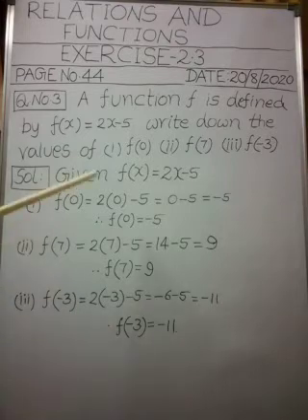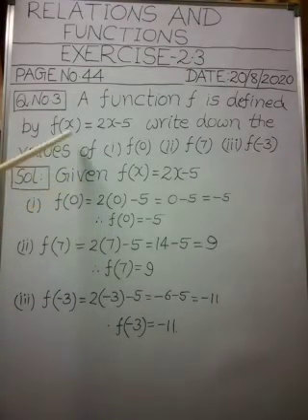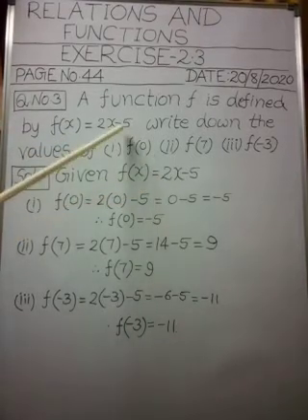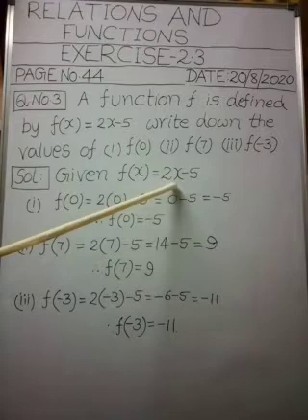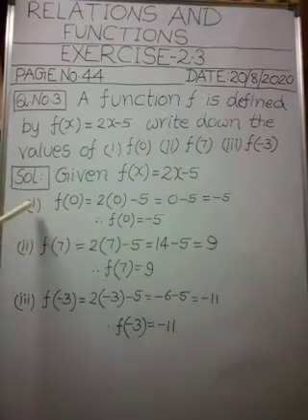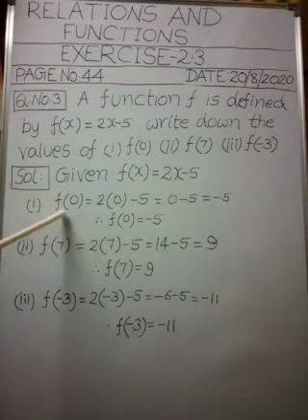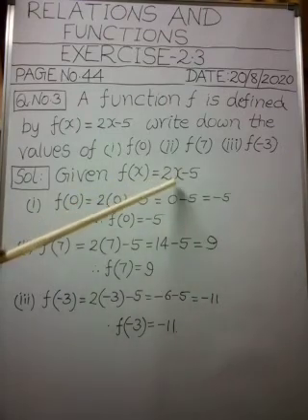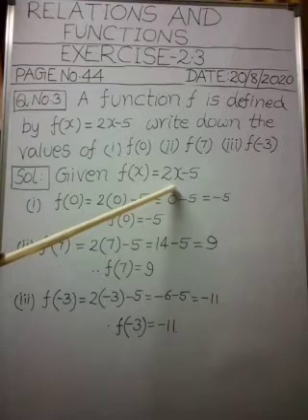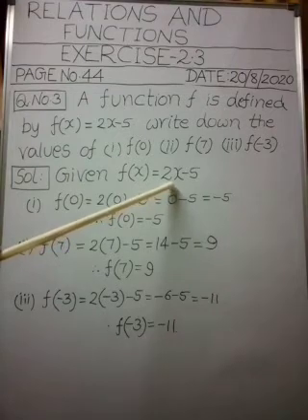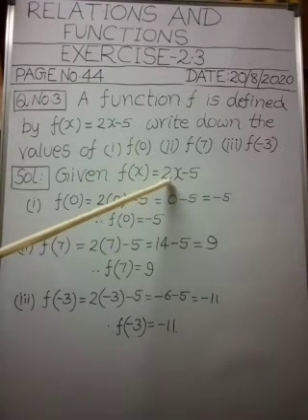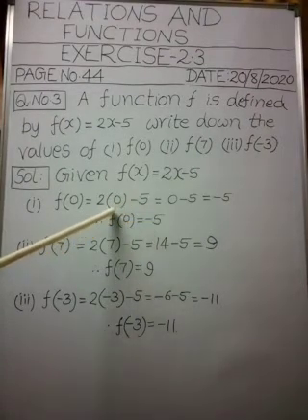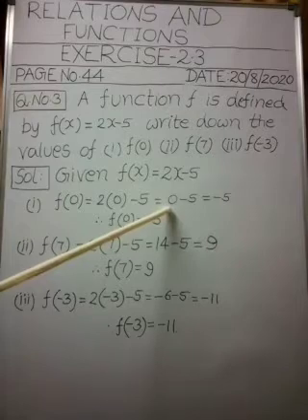So come to the question. What is the function here? f of x is equal to 2x minus 5. I wrote the given function here. Now come to the first part, f of 0. In the place of x, what is there here? 0. So in the RHS also, in the place of x, write 0. Substitute x is equal to 0 in the RHS also. So 2 into 0 minus 5.